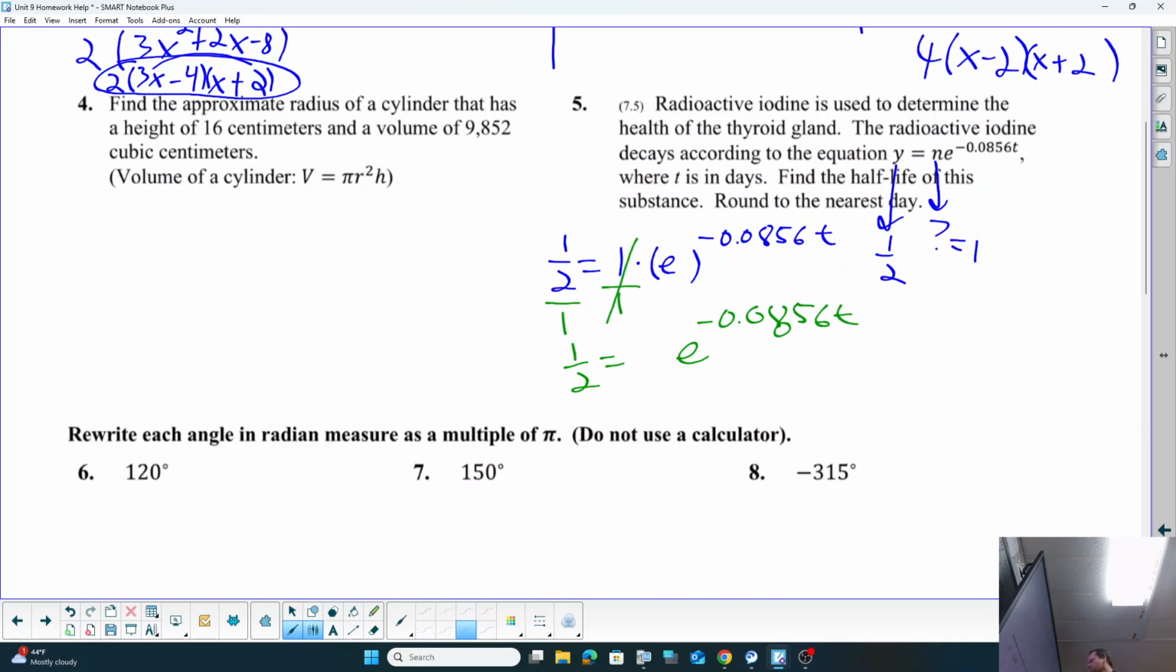How do we undo e? What undoes e to the other side? ln undoes e. So then we're just left with the negative 0.0856t. And then we're just going to divide negative 0.0856 to the other side. Remember how to do this, right?